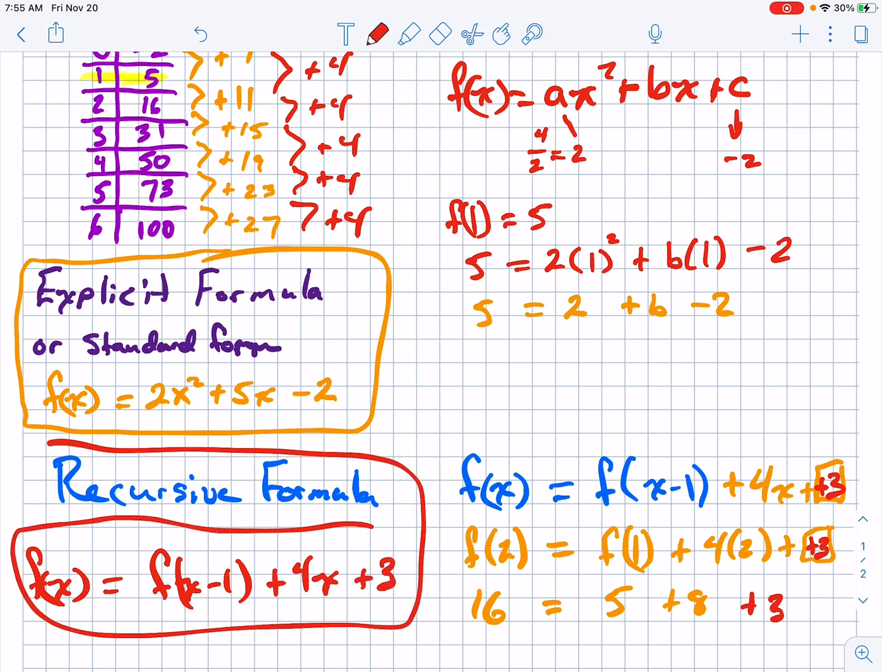Oh, I should have caught that recursive formula. Now that's the recursive formula for this table.